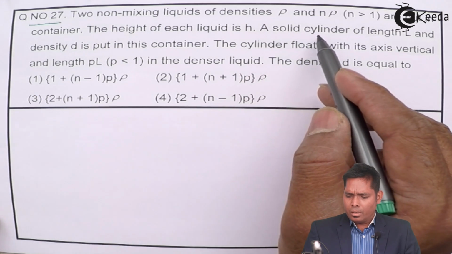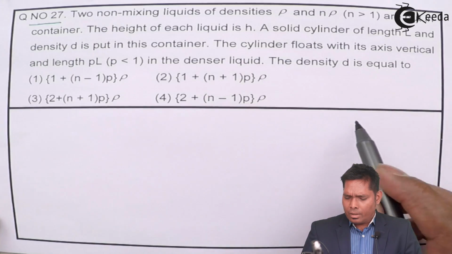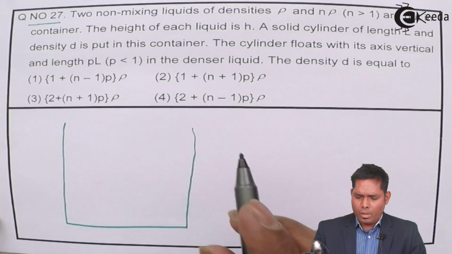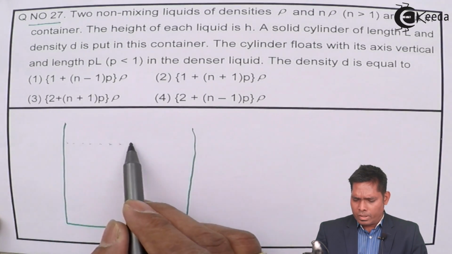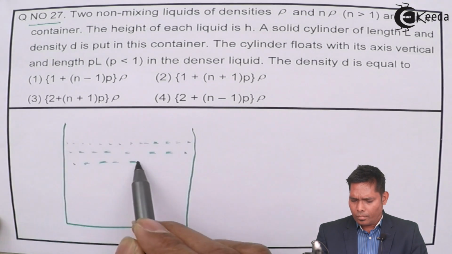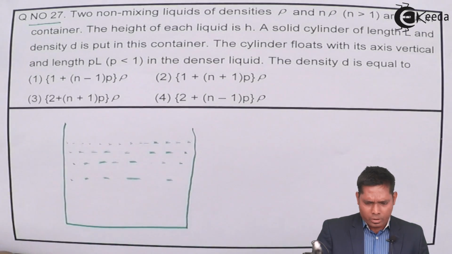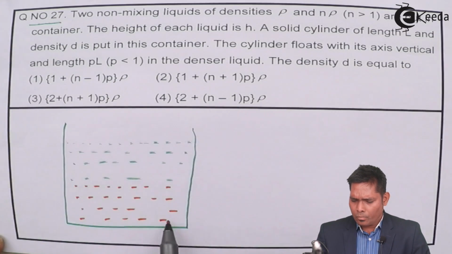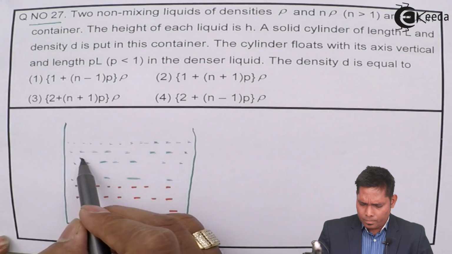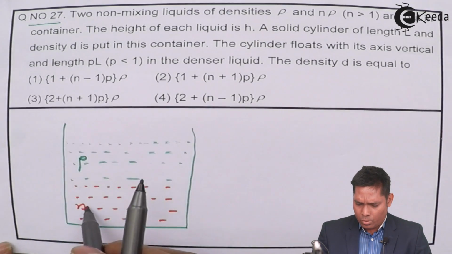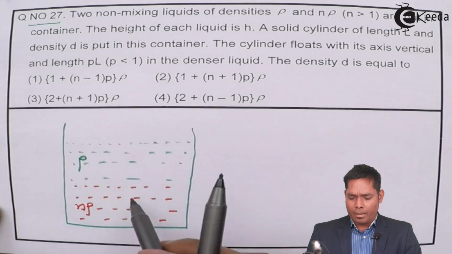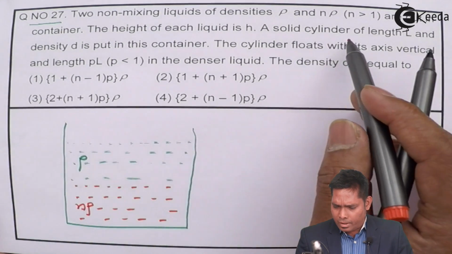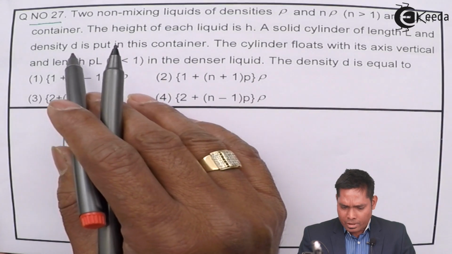A solid cylinder of length L. So basically this is a container in which these two liquids are put, up to the same height. This is another liquid. Its density is rho and its density is n times rho. The liquid having low density will lie above this heavier one. Now a solid cylinder of length L and density D is put in this container.